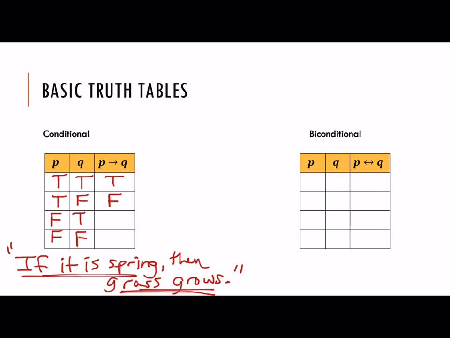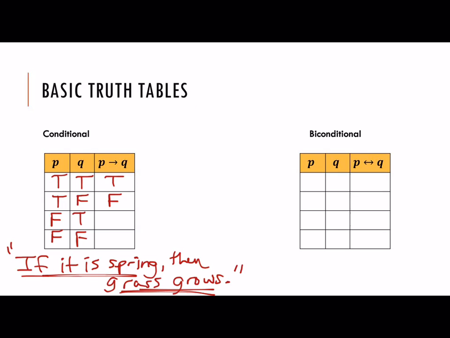Now, what if it is not spring? Then is this true or false? Well, if it's not spring and the grass is growing, I can't really say that this is a lie. I can't say that it's false because it's not even spring. So there's no way to really verify. So a lot of times with these if-then statements, we'll say if it's not false, then we consider it to be true, right?